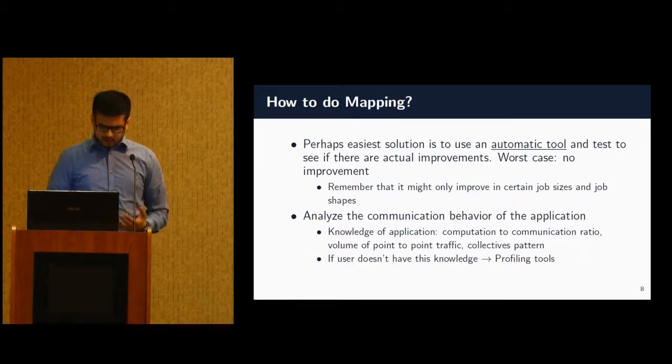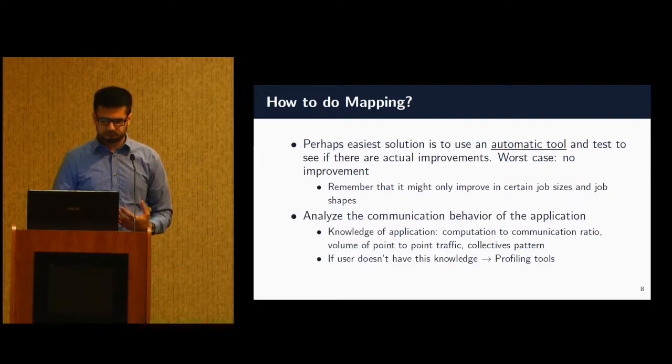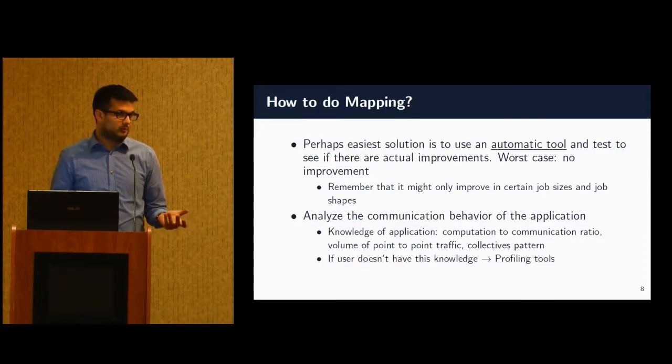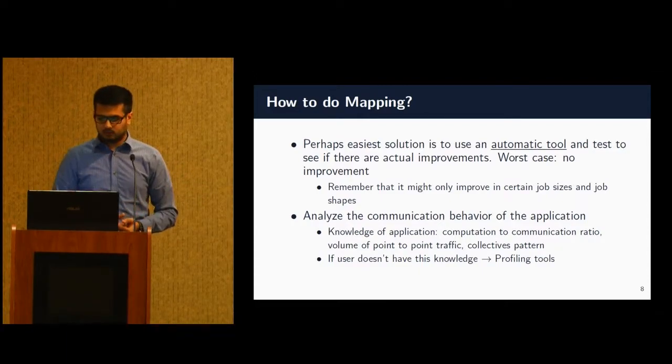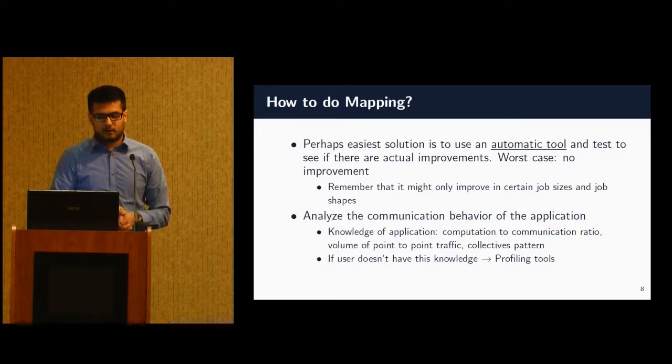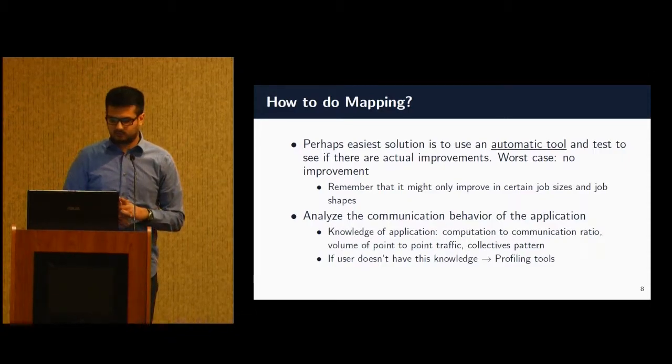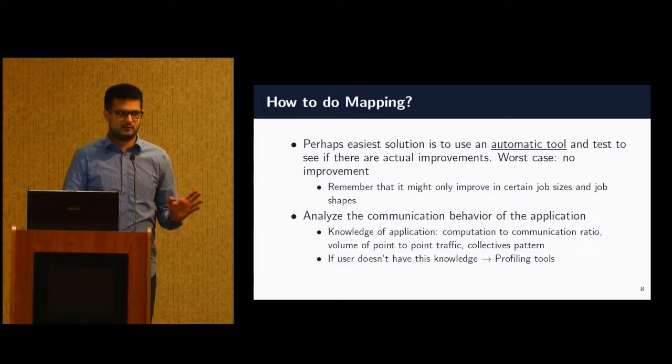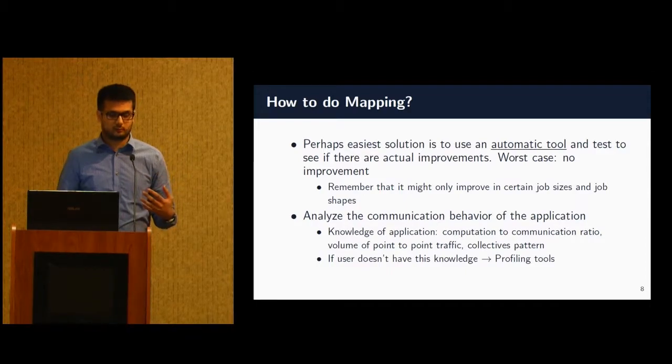So how do we do this mapping? Really, the easiest thing to do is to use some sort of automated tool. We can use this to change mappings and test to see if there are improvements. The worst case is you have no improvement, really. It can make things worse, but then you have the mapping to fall back on. One thing to remember is that it might only improve for certain job sizes and job shapes. So if you test it once and it doesn't help you, that doesn't necessarily mean this isn't good. Maybe on different allocations, it'll get a much stronger performance increase.